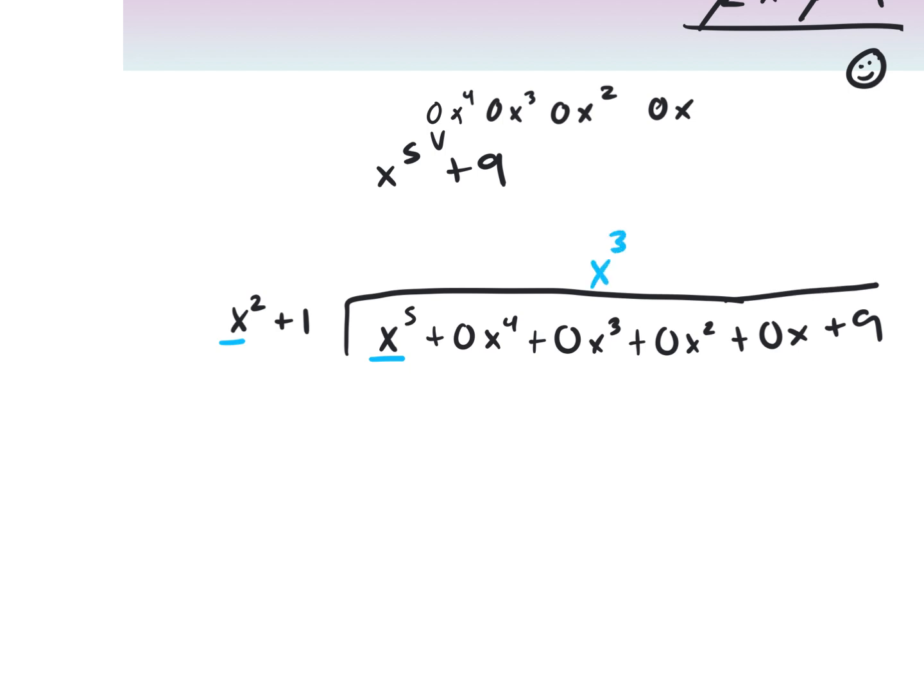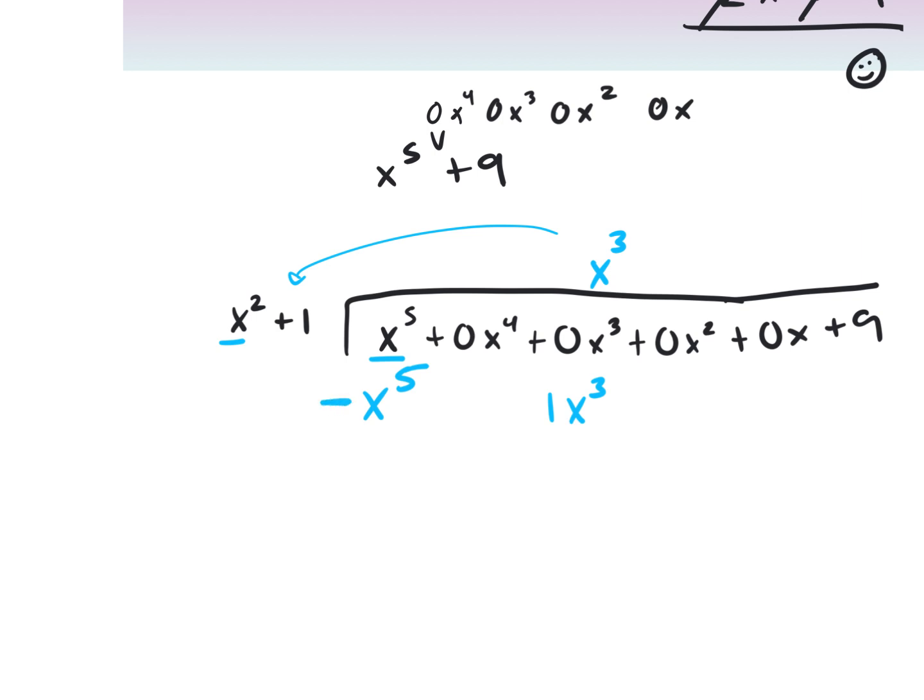I'm going to write that right on top of my x cubed term. Now I'm going to multiply. So we multiply x cubed with everything out front. So this would be x to the 5th power. X cubed times 1 would be 1x cubed. So I'm going to write that right below my x cubed term. You want to keep your like terms in line.